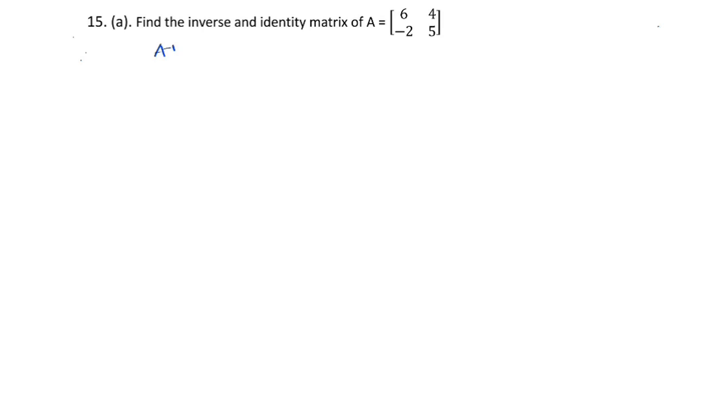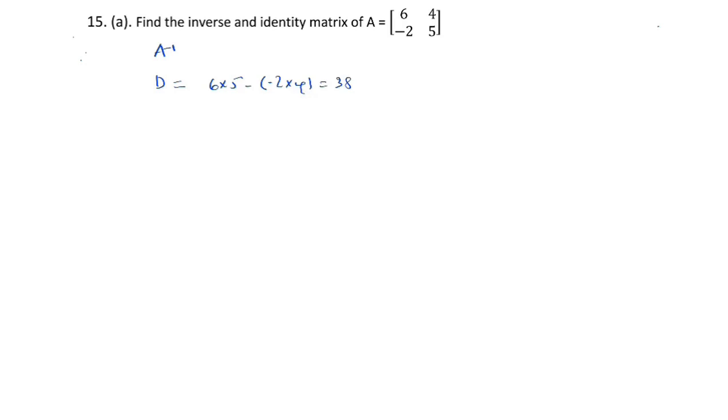And the determinant of a matrix is found as the product of the main diagonal minus the product of the leading diagonal. So for our case, D is going to be 6 times 5 minus, in brackets, -2 times 4, which equals 38.